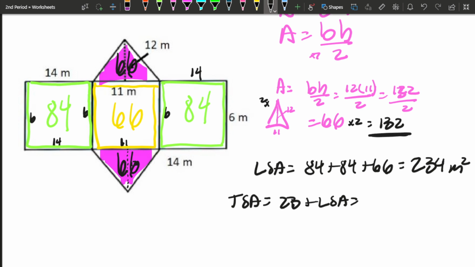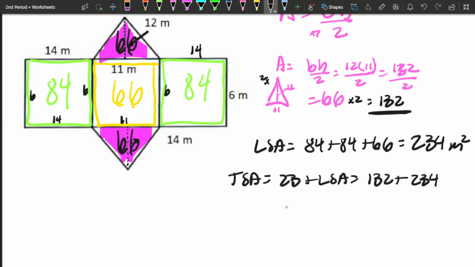And remember, the total surface area is the two bases plus the lateral surface area. The two bases is how much? 132 plus 234, which gives us 366 meters squared.